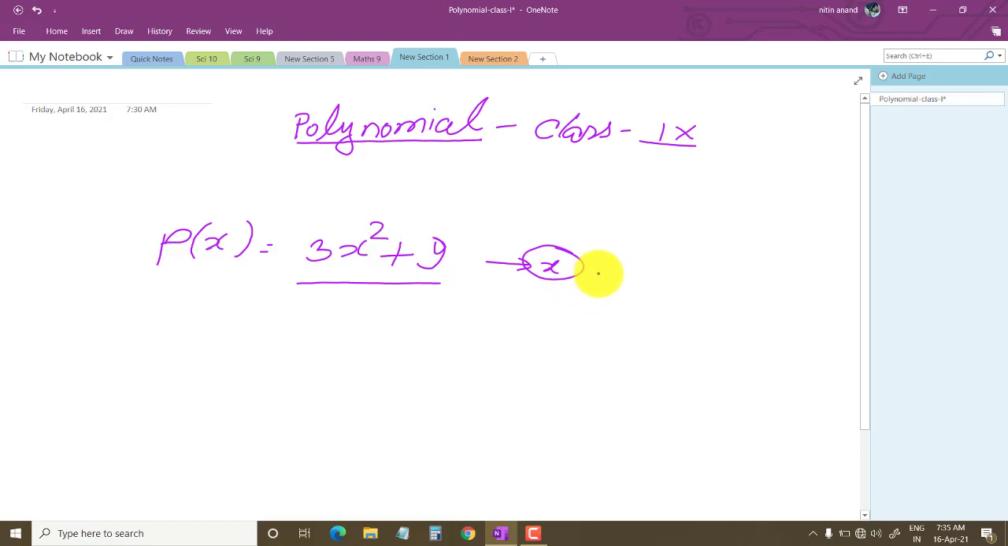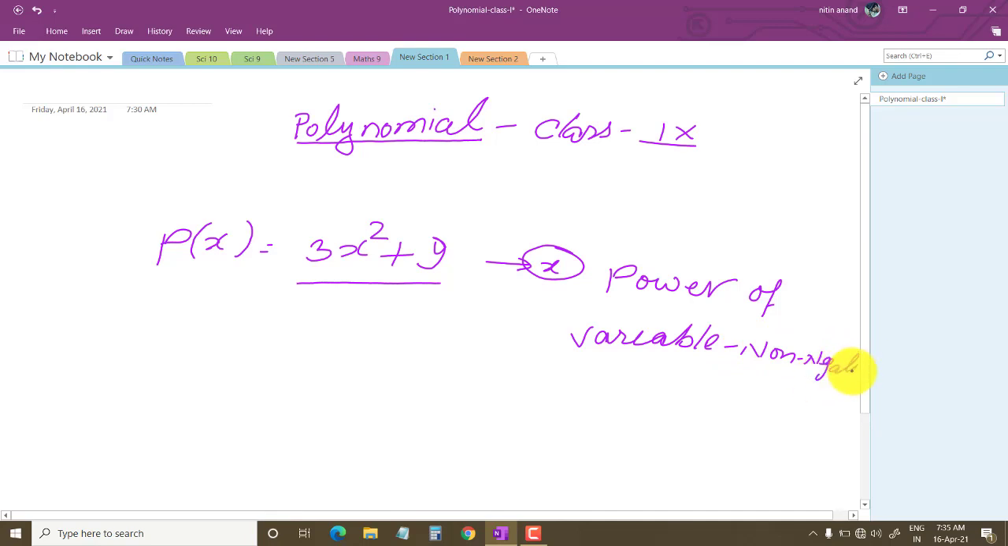And for an expression to be a polynomial, we have to see the power of the variable. If the power of the variable is a non-negative integer, then that expression is a polynomial. Okay.